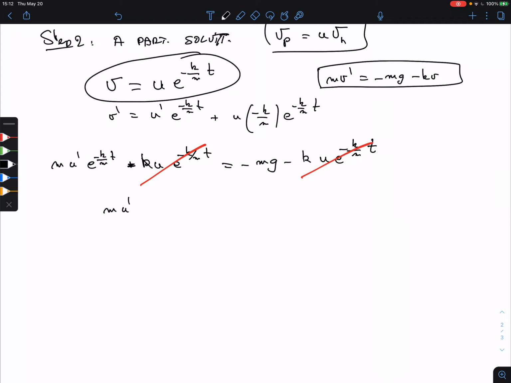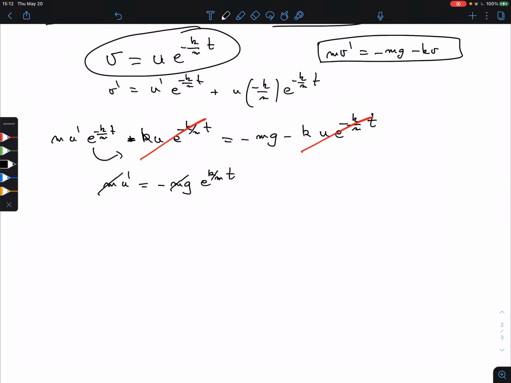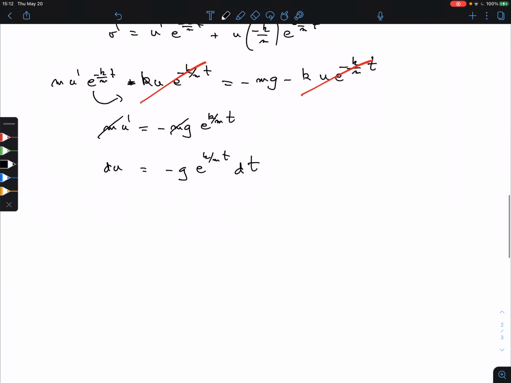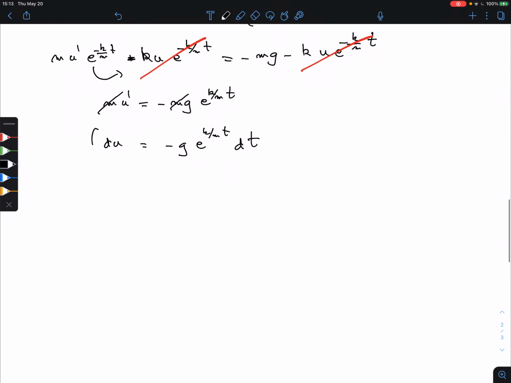m u prime, and we're going to separate the variables again, right? So let's bring this to the other side, and that becomes a positive exponent, equals minus m g e to the k divided by m t. Notice that the m's cancel here, so we get actually d u equals minus g e to the k over m t d t. That's our differential equation. That's after separating variables. So we integrate.